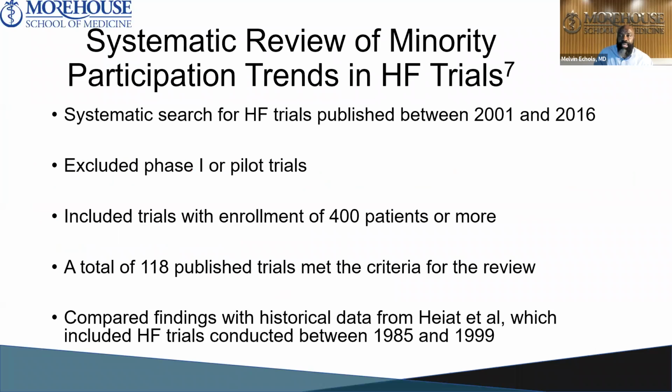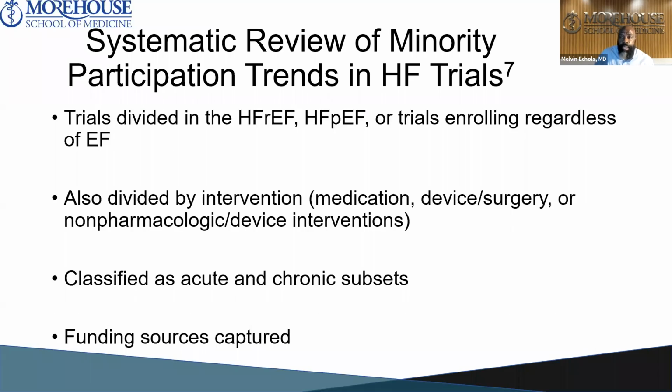And I really liked it because it laid out why we need to consider underrepresented minorities or BIPOC populations. This was a systematic search for heart failure trials published between 2001 and 2016. They excluded phase 1 or pilot trials, and included trials with enrollment of 400 patients or more. Out of that, a total of 118 published trials met these criteria for review. They compared the findings to historical data, which included heart failure trials conducted between 1985 and 1999.